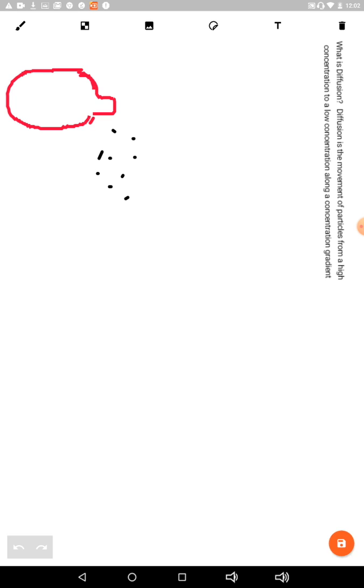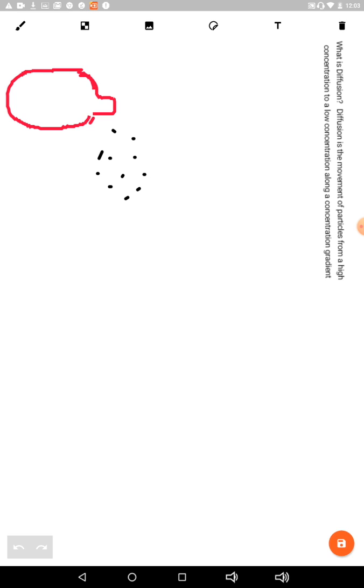So if there's a high concentration at this area, remember that they said diffusion is the movement of particles from a high concentration, a region where there are many particles, right? So right at this point, we want to see the process of diffusion taking place. If there's a high concentration, that means there's going to be a concentration gradient. Firstly, we would like to find out what a concentration gradient is.